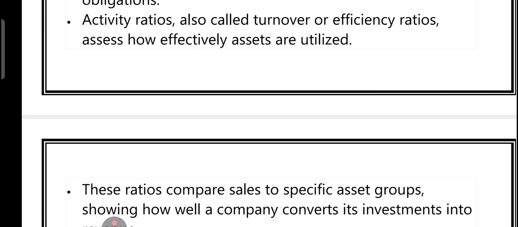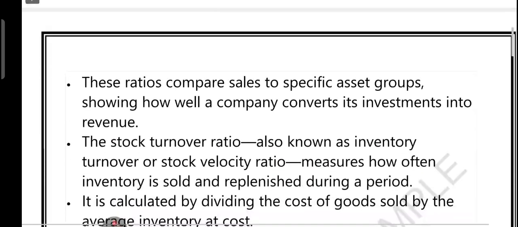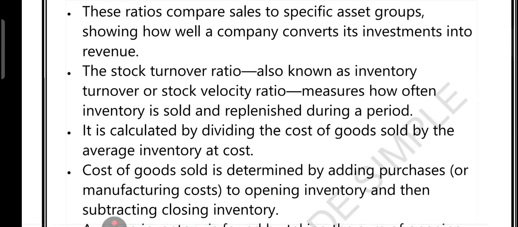So basically they compare sales with a specific asset like inventory or receivable, helping us see how efficiently the business runs. In these kinds of activity ratio, we compare two things: asset and sales. Assets like inventory and receivable, with respect to the sales. Now first of all, the first kind of ratio we have is the stock turnover ratio. This is also called inventory turnover or stock velocity ratio. This ratio shows how often inventory is sold and replaced during a period.